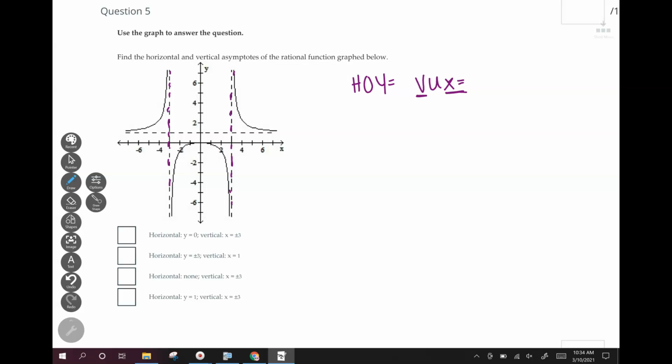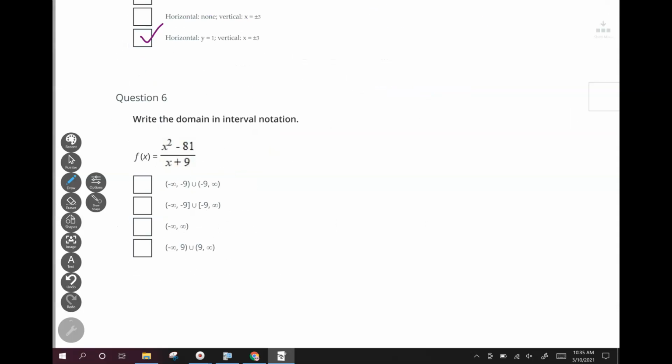So x equals -3 and +3. X equals plus or minus 3. Okay, so that's going to knock out that one. For my horizontal asymptote, I should have a y equals, and that one is at 1, so y equals 1. So that's pretty simple. That one's right there.